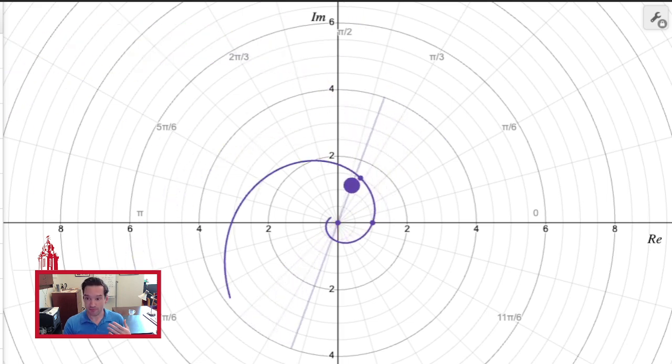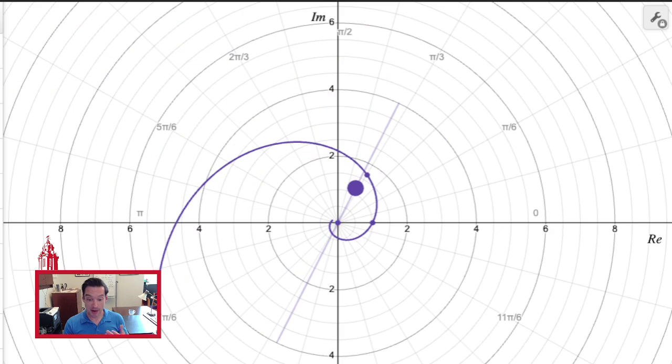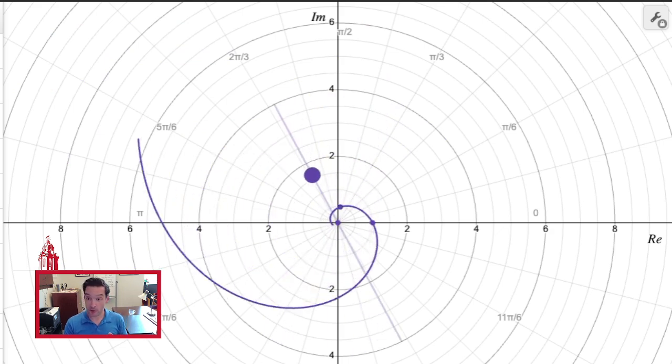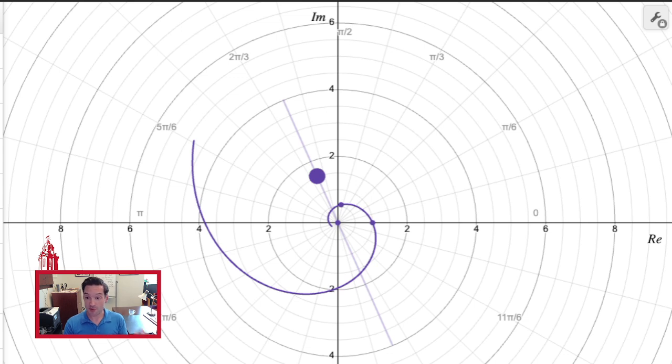But this observation that a ray that's neither horizontal nor vertical, so an oblique ray through the origin, its image under the complex exponential function is a spiral, in fact it's what we call a logarithmic spiral, is actually the source of one of the great applications for this complex exponential function that we'll talk about in the next video.